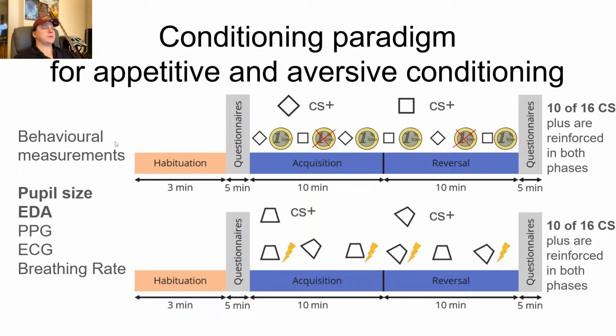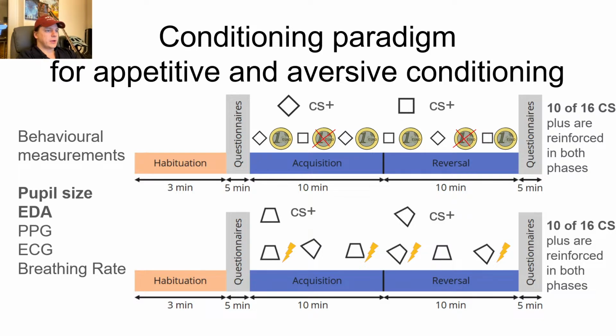Okay, so this is a presentation of a conditioning paradigm for appetitive and aversive conditioning in humans. We used a two-day paradigm. The first day was only appetitive. The second day was only aversive. It was a partial conditioning, not fully reinforced. So only 10 of 16 CS pluses were reinforced. And there were also CS minuses.